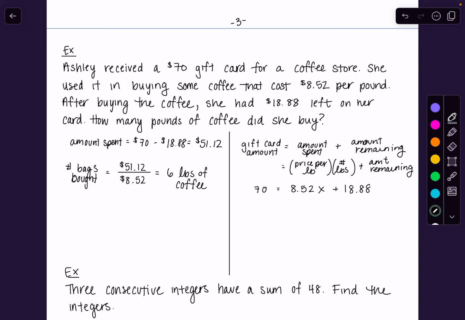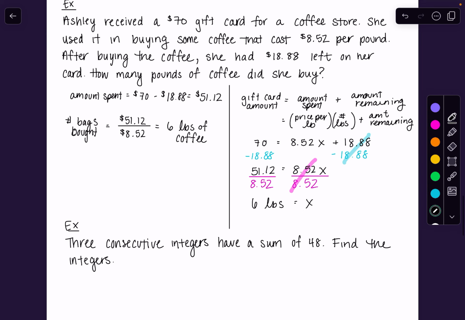So you would end up solving this honestly in exactly the same way. To get the unknown on its own, you'd subtract 18.88, which is exactly what we did. So if you do 70 minus 18.88, it leaves you with 51.12. And then we've got the 8.52x. So to get x on its own, we divide by 8.52. So exactly the same steps. Okay. So you still end up with 6 pounds of coffee as your unknown variable.